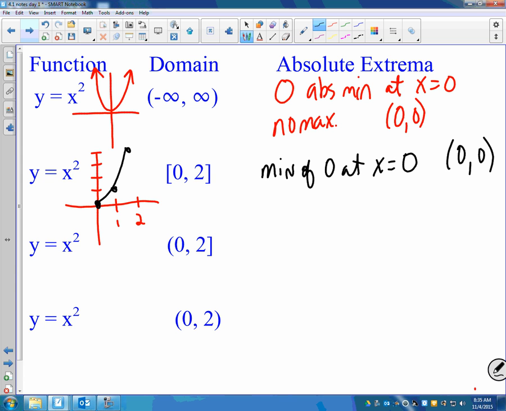Does this graph have an absolute maximum? What is it? 4. Max of 4 at x equals 2, or you could say that's the point (2, 4). I don't know why I would want one. That's why I write max. I wrote x.